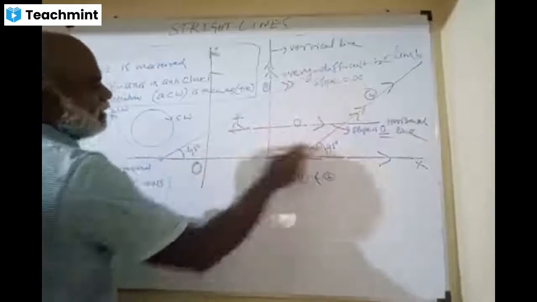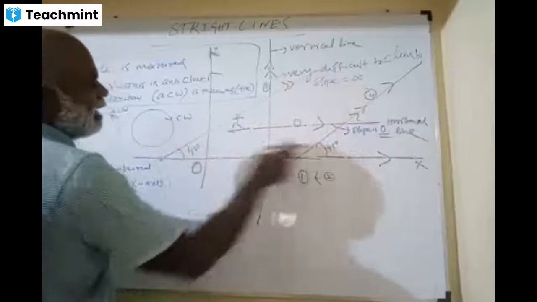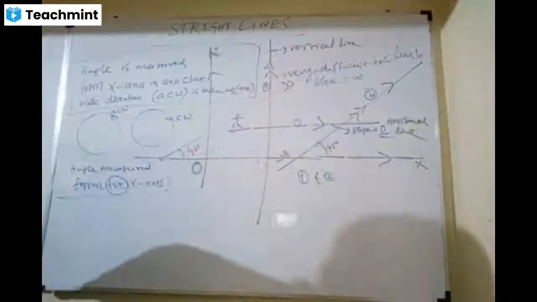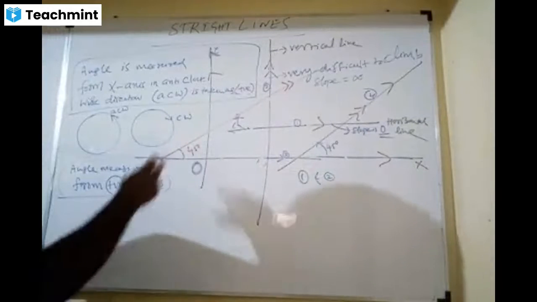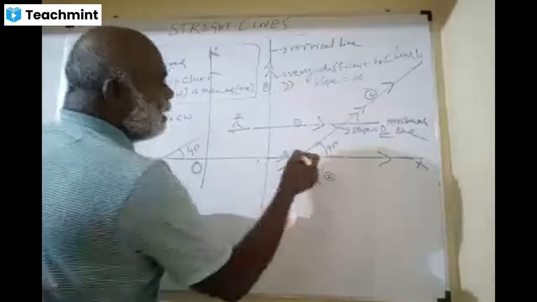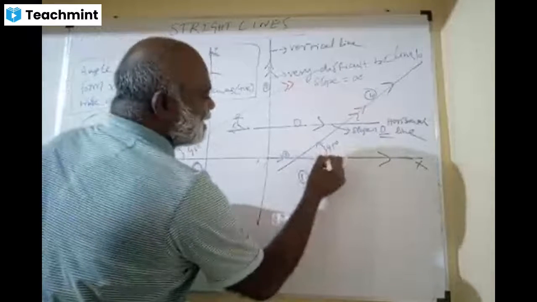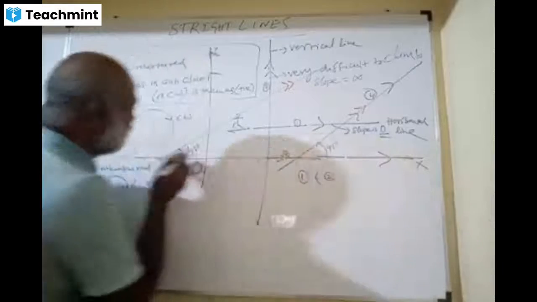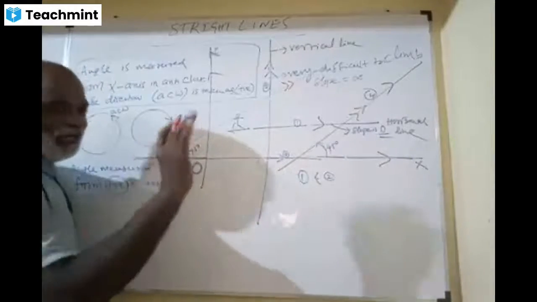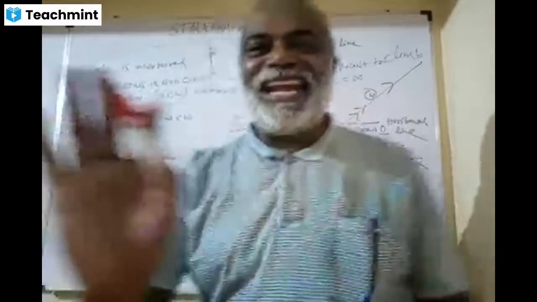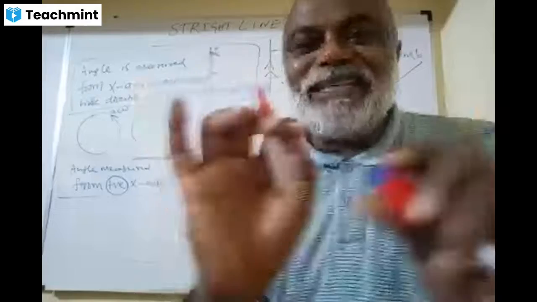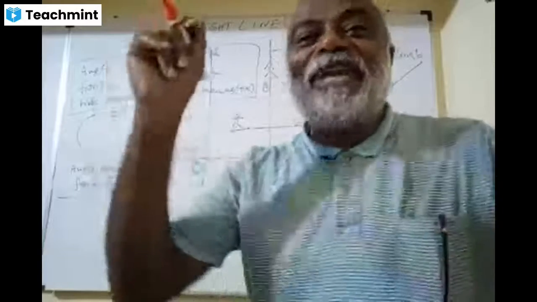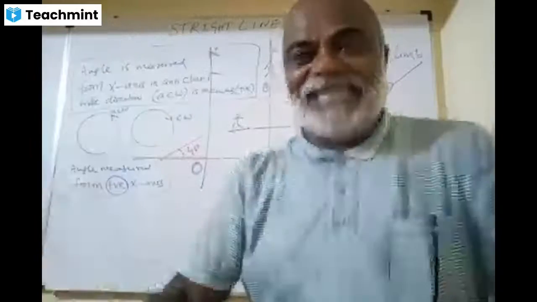What do you call them? These angles are called alternate interior angles, my dears. Yes or no? 45 degree and 45 degree. But here you measure from the positive x-axis in the anti-clockwise direction. Here is the negative x-axis. No, it is not that. You should not measure only from the negative x-axis. You can measure from the x-axis.